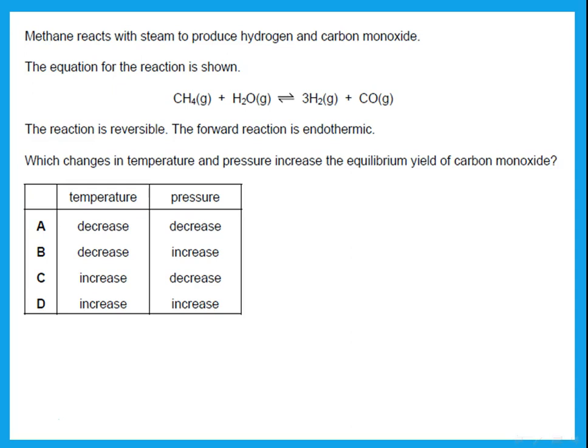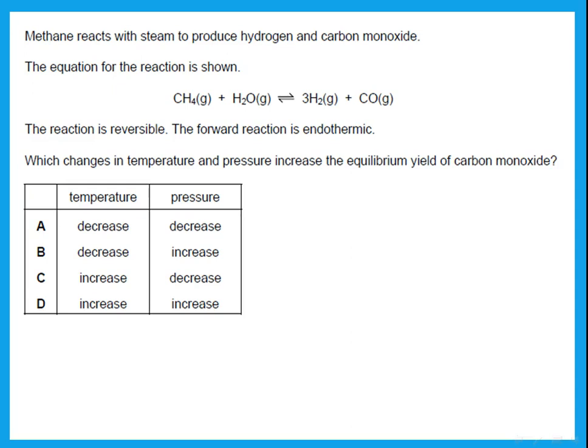Okay, first of all, that means I need to go forward, and he's saying the forward is endo. So when I want it to go forward, when I want it to go endo, should I raise the temperature or lower the temperature? Increase the temperature. So my answer is C or D.